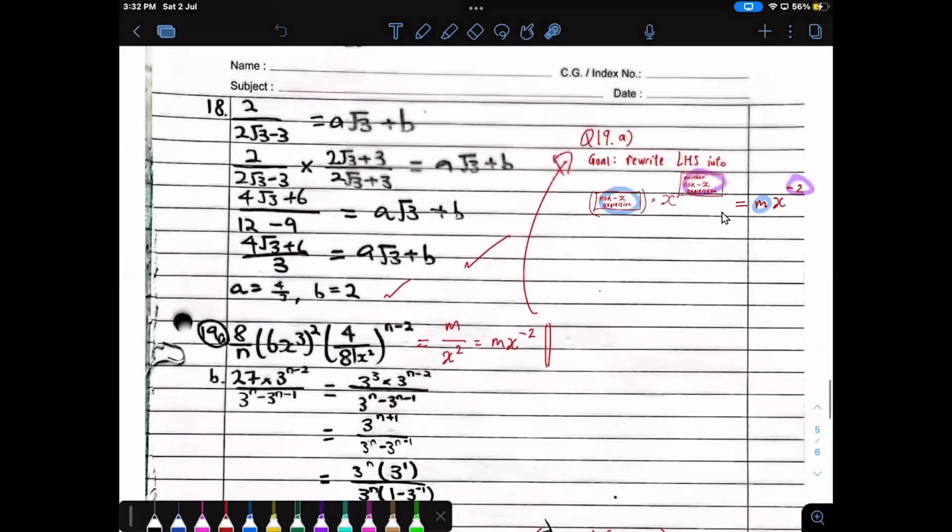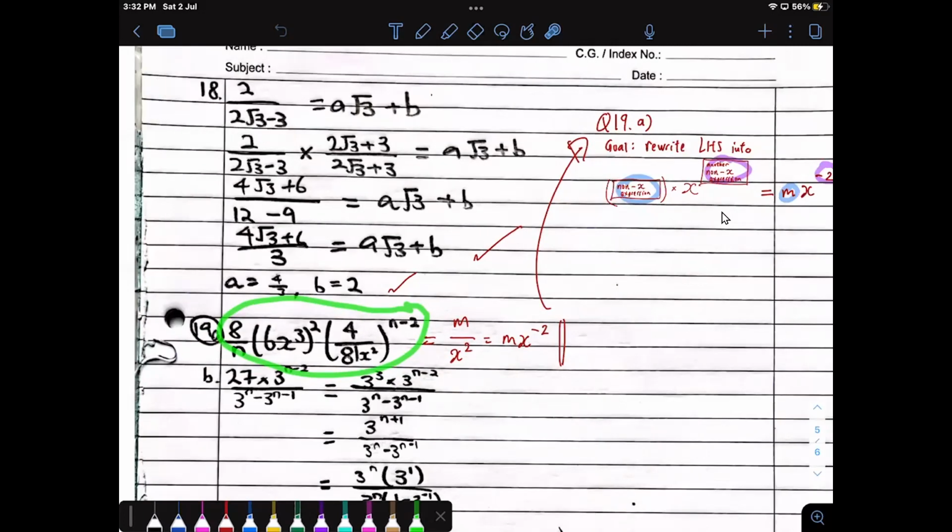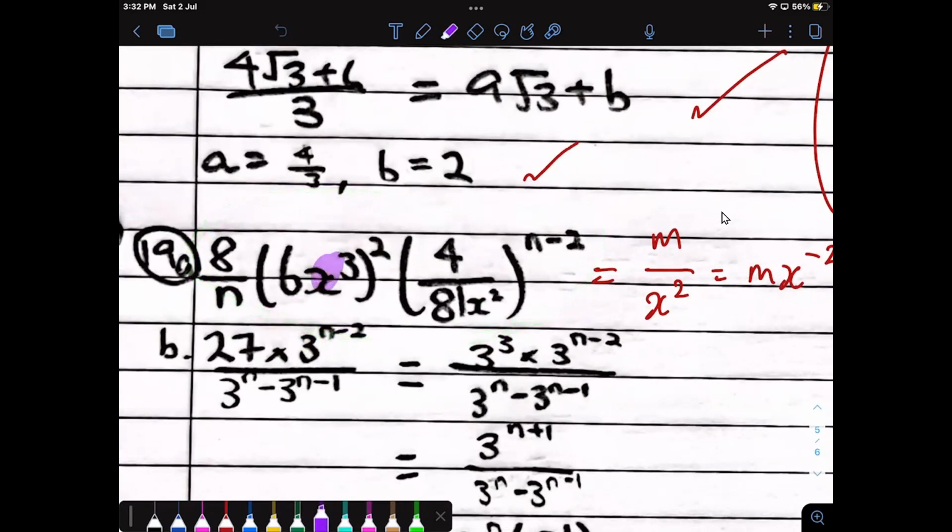Homework 2, question 19A. Okay, this one. So the goal of the question is to figure out what is m in terms of n. The trick here is that on the left hand side you have to filter out what is x and what's not x. Can you see? Which ones are x? Here's an x. Here's an x. What's not x? Everything else. But what happens when you've got a bracket and a square?